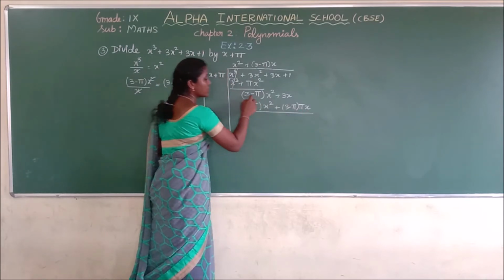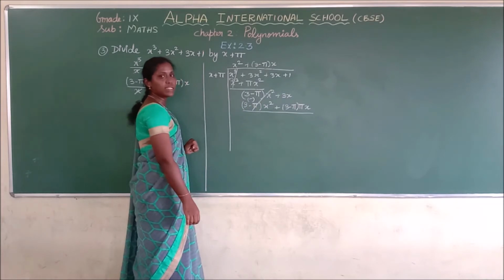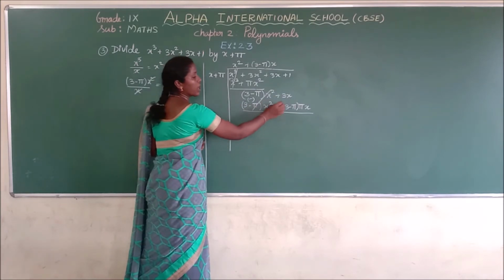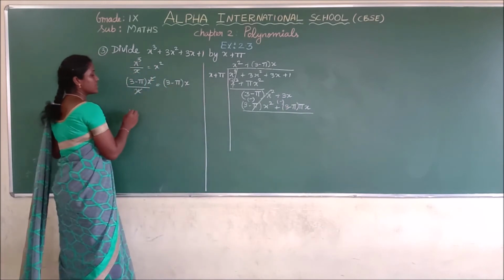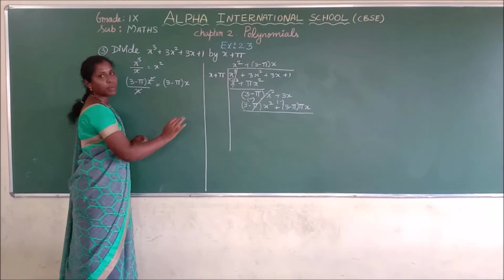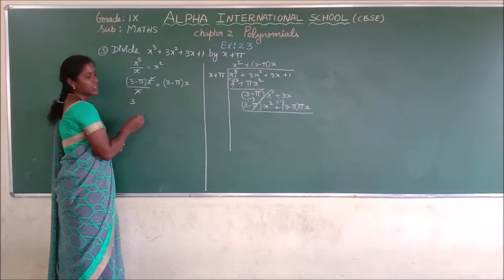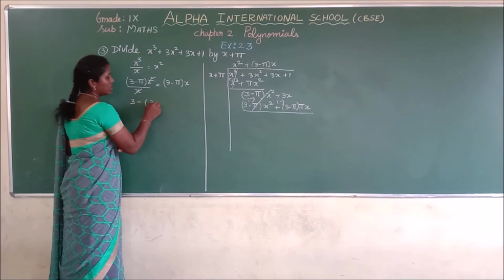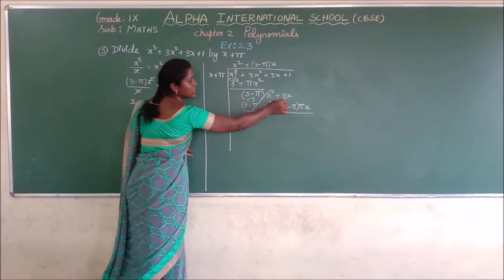Now, what about the first term? They are like terms, so they will get cancelled while subtracting. Now you have to subtract the second term. How to subtract it? First subtract the coefficient. Take the variable common, subtract the coefficient. The coefficient in the first term is 3.